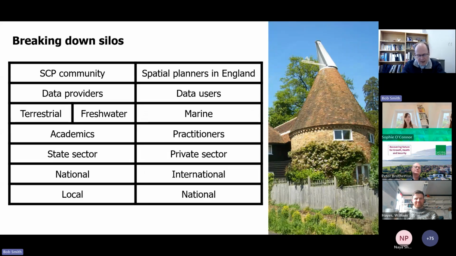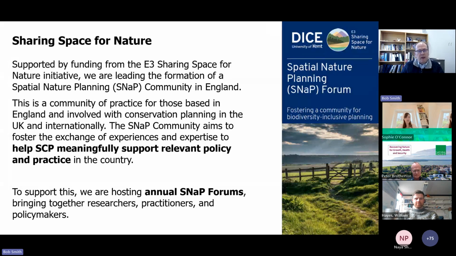This is something I presented last year, showing all the different sorts of groups who are involved in spatial planning or who need spatial plans to inform their work. And at the moment, there are definitely silos between those groups. So that's why we came up with the Spatial Nature Planning, SNAP, community. This is a community of practice for those based in England and involved with conservation planning in the UK and internationally. It aims to foster the exchange of experiences and expertise to help systematic conservation planning meaningfully support relevant policy and practice in the country.